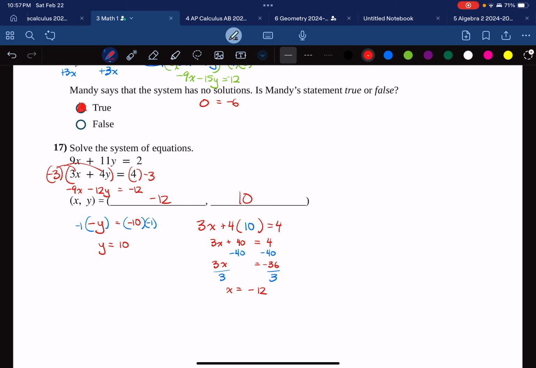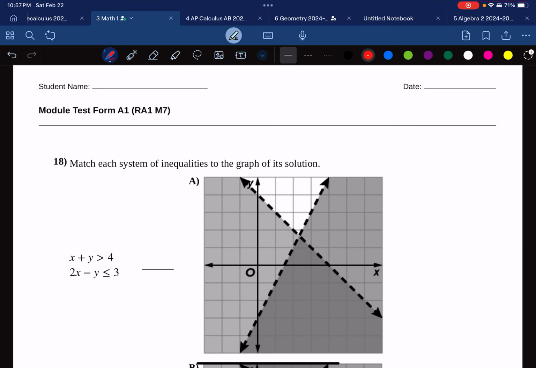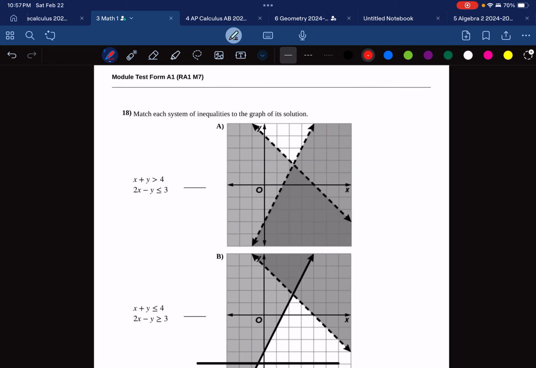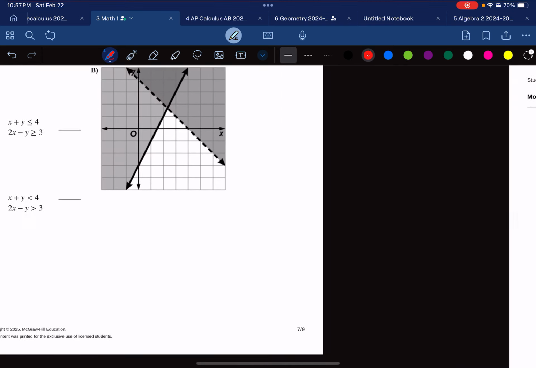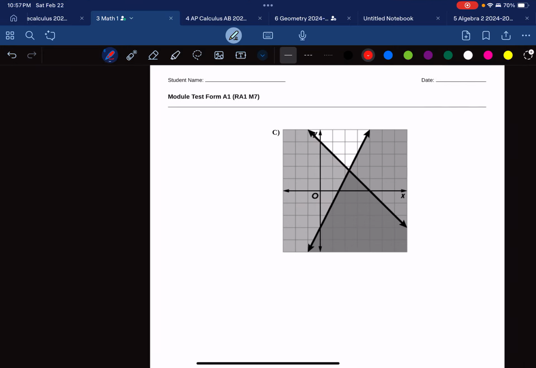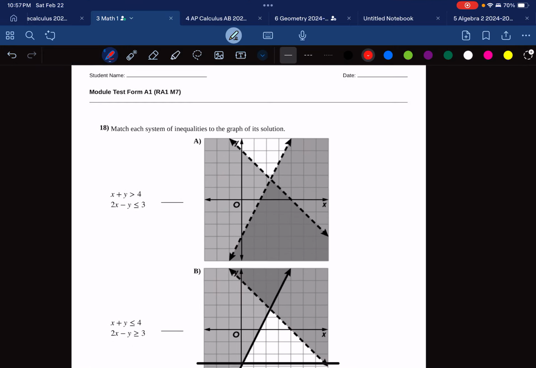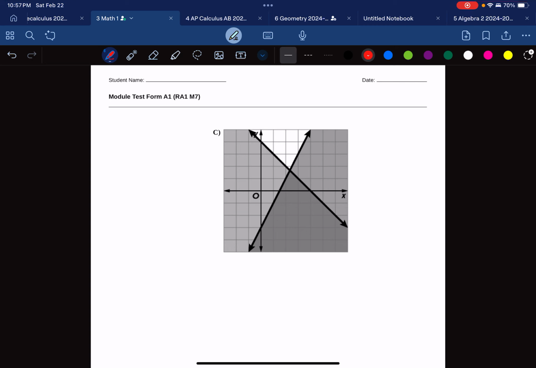There's our answer. Moving on to number 18. Ooh, match each system of inequalities to the graph of its solution. All right, and of course the last graph doesn't fit on the page. Dang it. Okay, so this one's interesting because notice that solid line, oh, that was supposed to be a laser pointer. Solid line, laser pointer, go gadget, laser pointer.